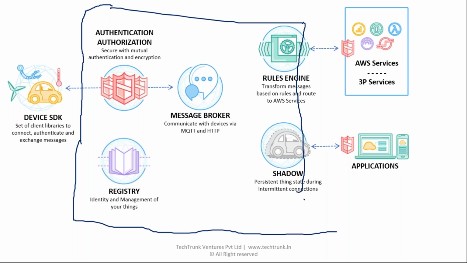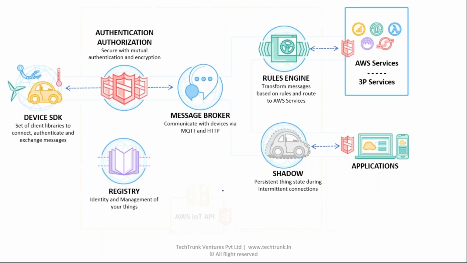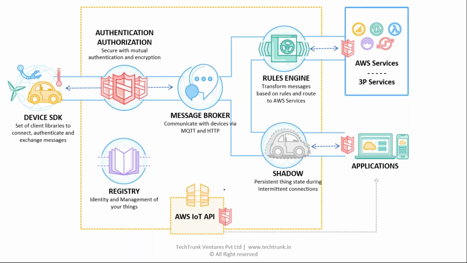This is called AWS IoT API. So you see, this is called AWS IoT API, which actually connects your device to the mobile applications and web application and other Amazon services.